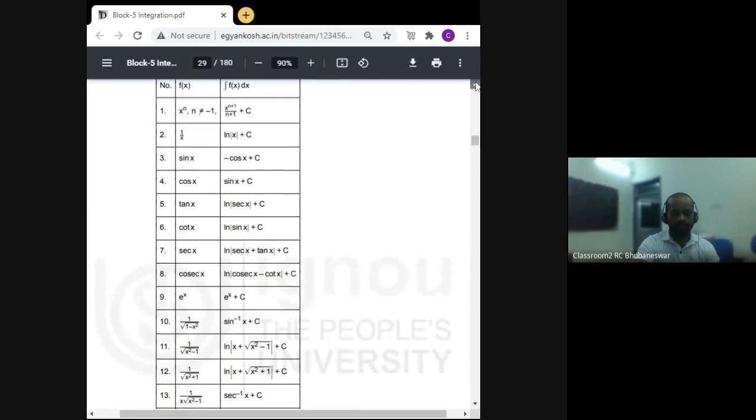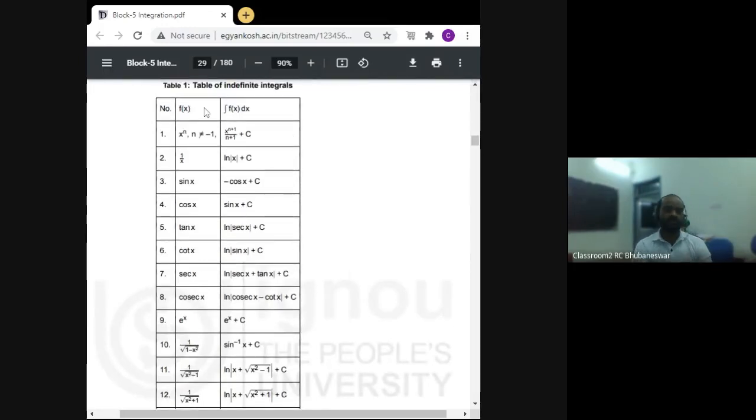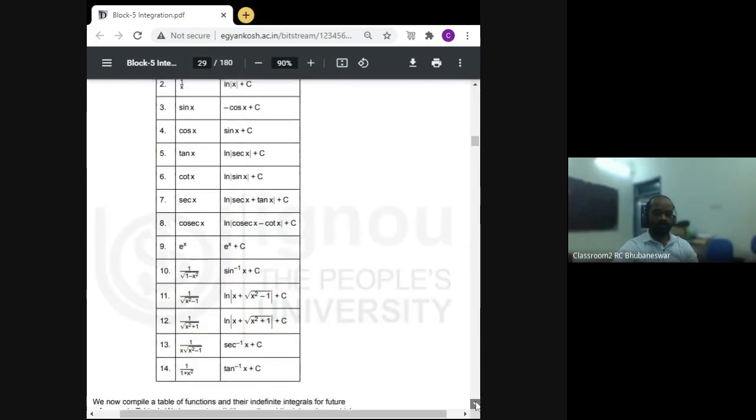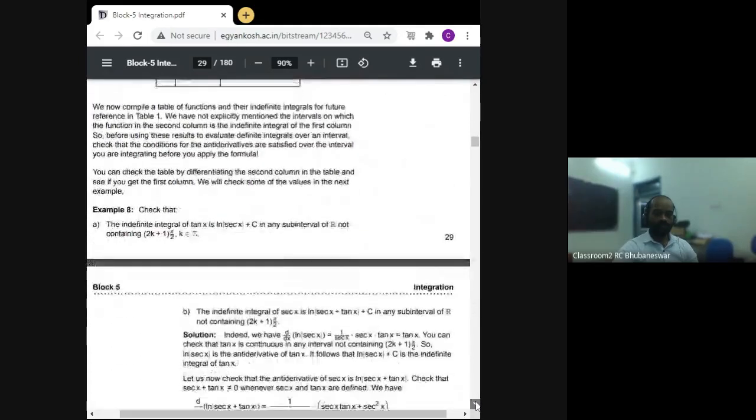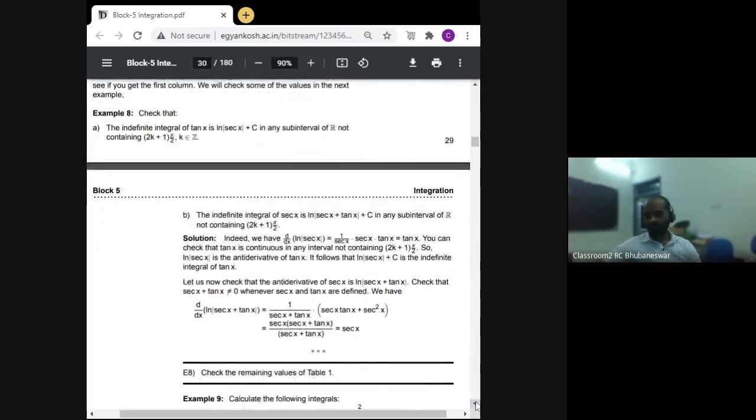On page number 29, in the second column, the functions are listed. In the third column, the integrals of these functions have been given. If the function is a monomial with power n, the integration of x to the power n will be x to the power n plus 1 divided by n plus 1. Similarly, if the function is 1 by x, its integration will be ln|x| plus c. In this way, all the basic integrals of functions which are basic in our mathematics have been listed in that table.